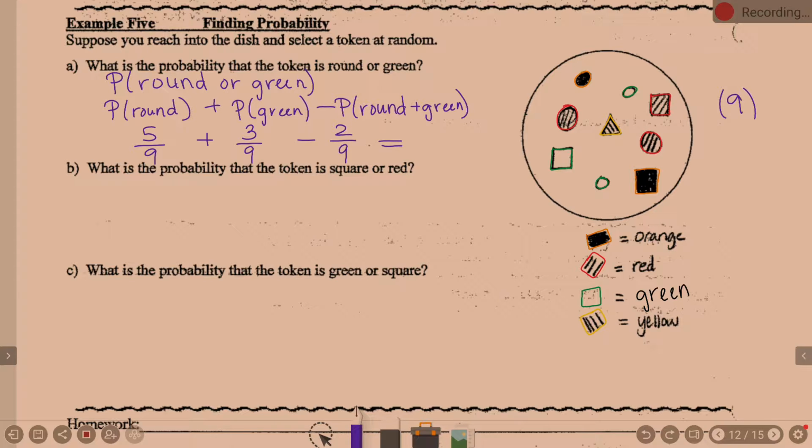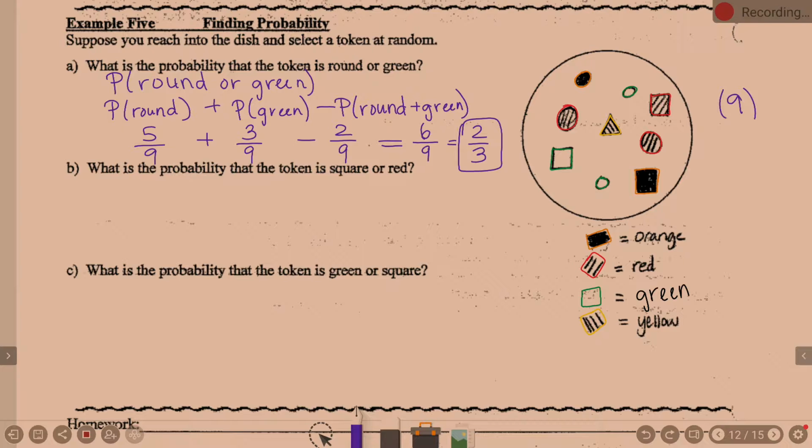So 5 9ths plus 3 9ths minus 2 9ths. 8 9ths minus 2 9ths is 6 9ths. But then 6 9ths does reduce to 2/3. You can make that a decimal if you had to. I ran out of room there, so I didn't make it a decimal, but we've done a lot of making them decimals, so hopefully that has sunk in.